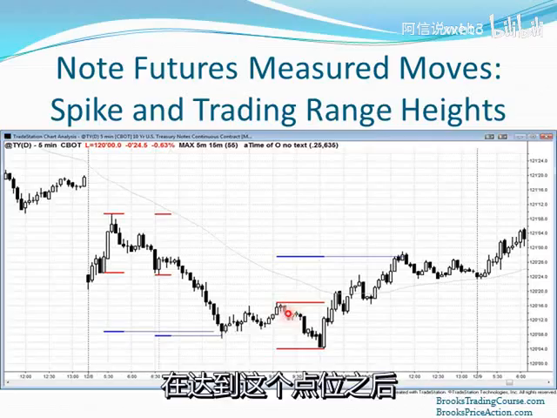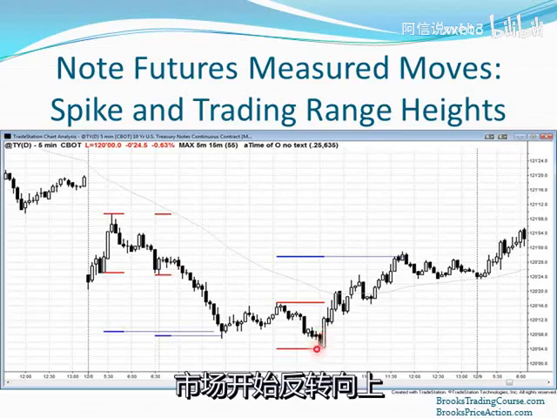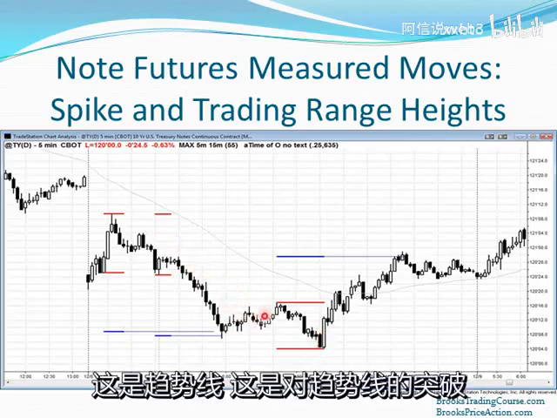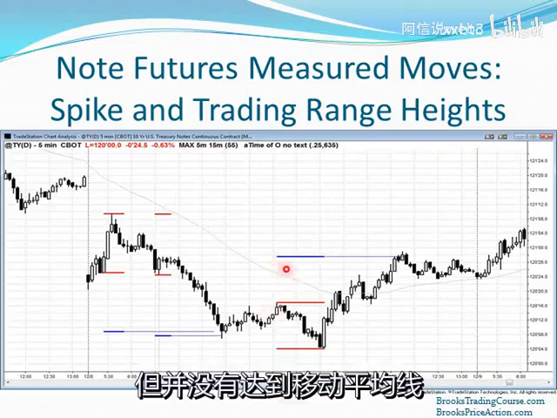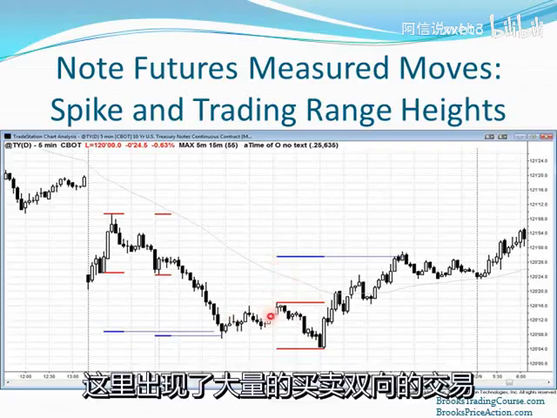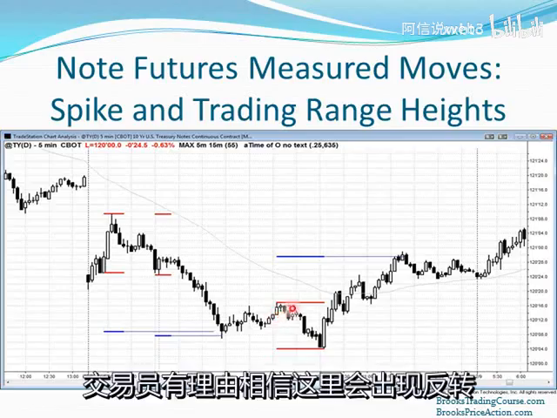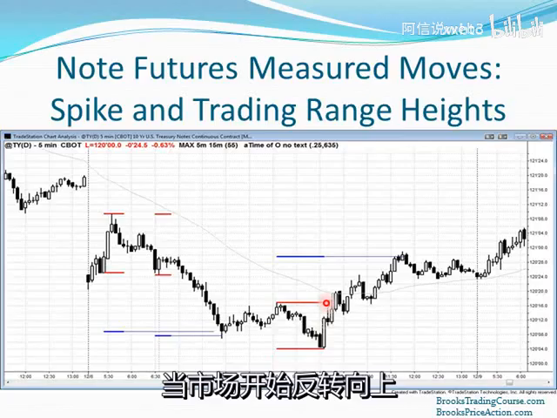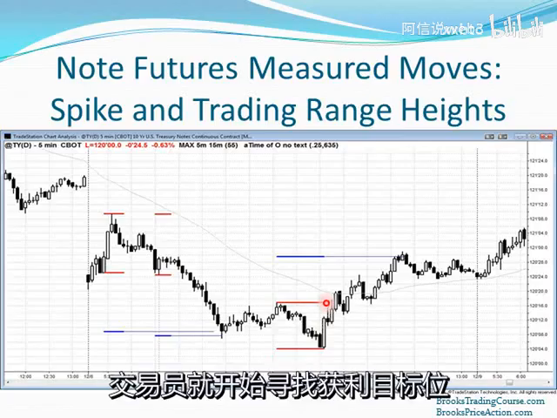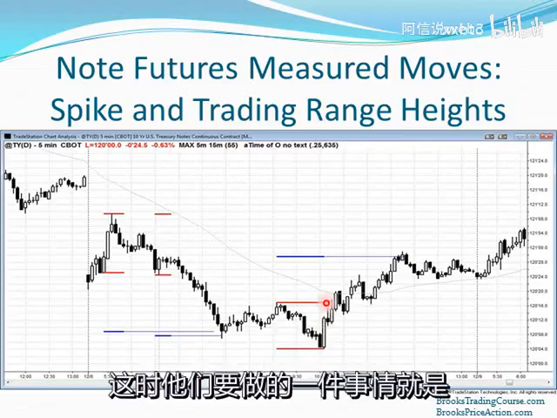And then the bears came back, and they reached this point and reversed up, a lower high major trend reversal, bear trend. Here's the trend line, here's the trend line break. Even though it did not reach the moving average, there was a lot of sideways trading with a lot of bull bars, so that's enough buying pressure for traders to look for a reversal.